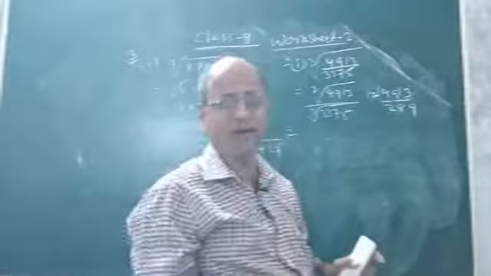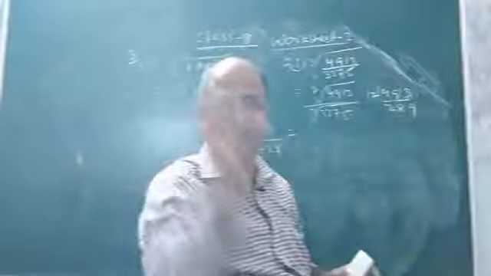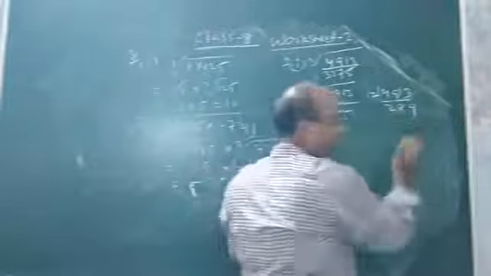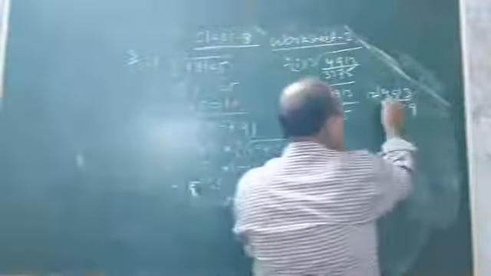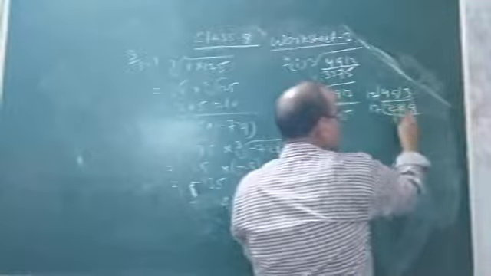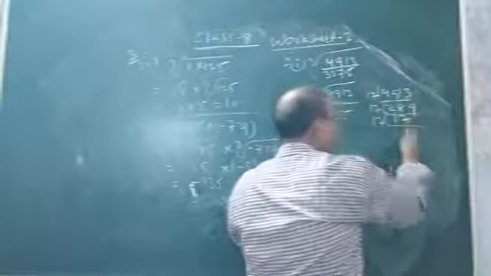Children, there are certain things we have to remember. This 289 is not divisible by any other number other than 17. So divide it by 17. It will again give you 17. Divide it by 17, it will give you 1.